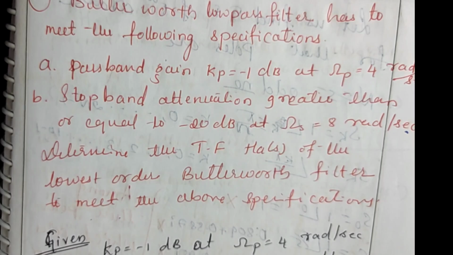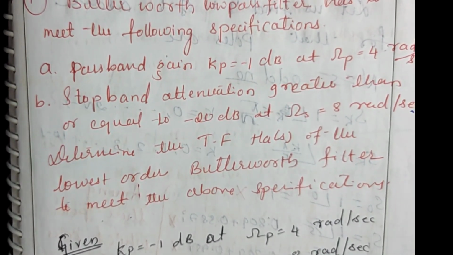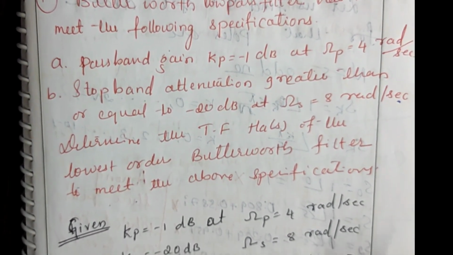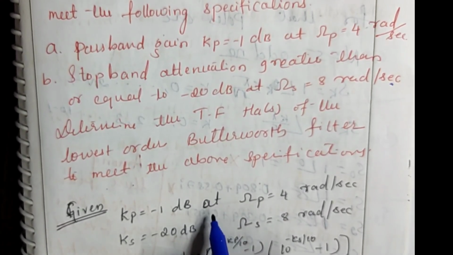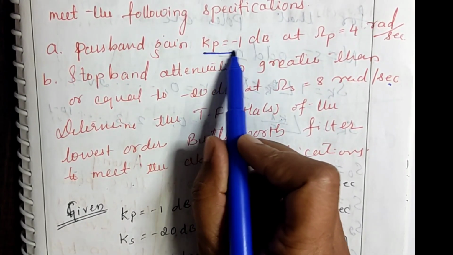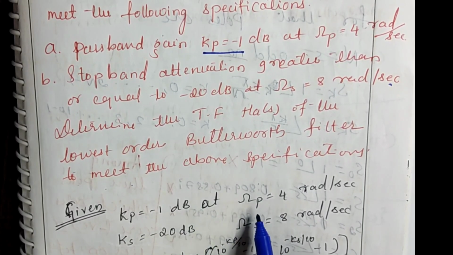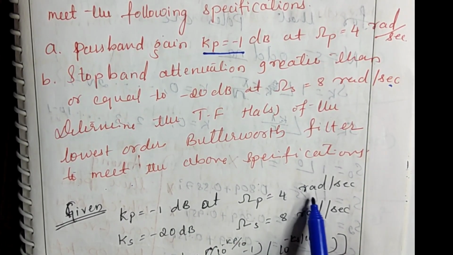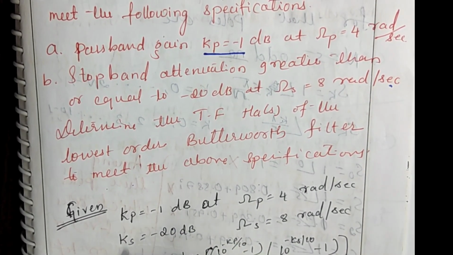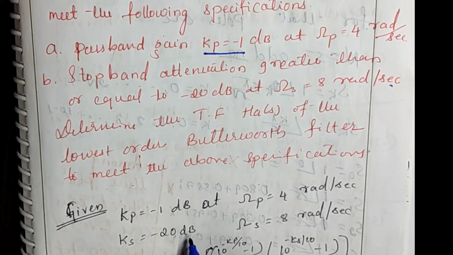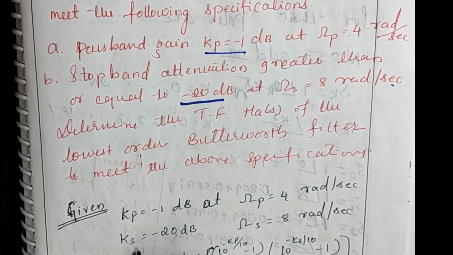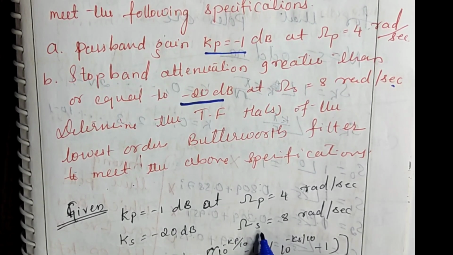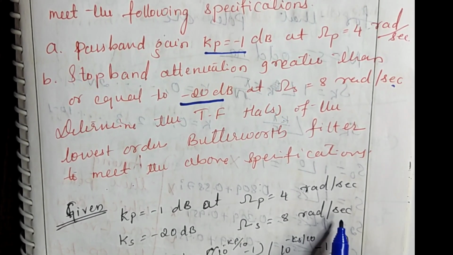Okay, so this one. They have given Kp is minus 1 dB, that is, Kp is minus 1 decibel at ohm P is 4 radian per second. Similarly, Ks is equal to minus 20 decibel, the stop band attenuation, at ohm S is 8 radian per second.